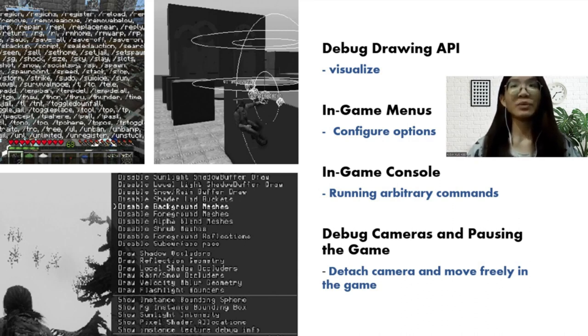Next, in-game menus allow developers, programmers, and game designers to configure settings such as rendering, animation, audio, and AI without changing the source code, recompiling, and rerunning the game. This greatly saves the amount of time the game development team spends on debugging and setting up new levels of game mechanics.